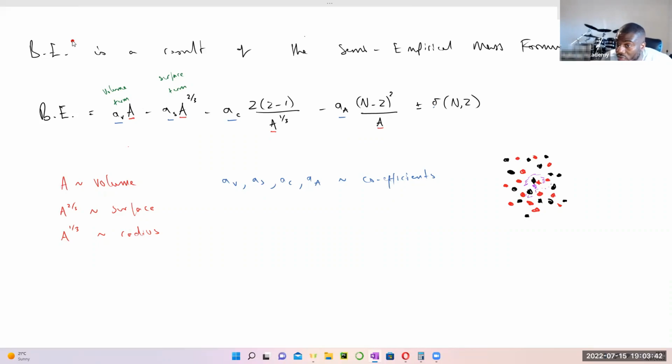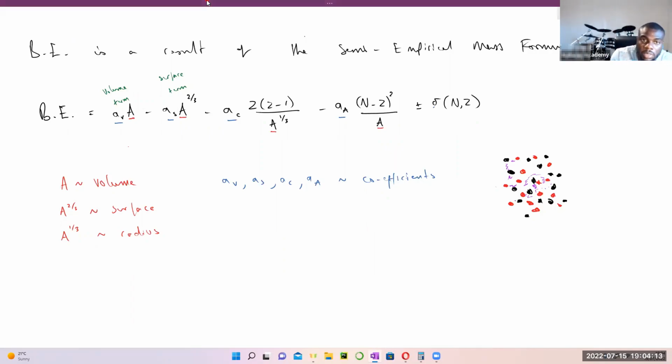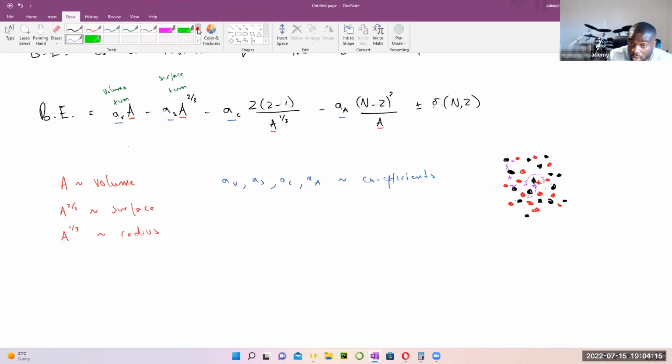But what about the ones on the surface? They're only being glued that way. They're not being glued from over here. There's no glue out here, so they're not as tightly bound. The surface term basically says that there are nucleons on the surface that are not as tightly bound as the nucleons inside the actual volume of nucleons. Okay, so that's why it's a negative contribution.